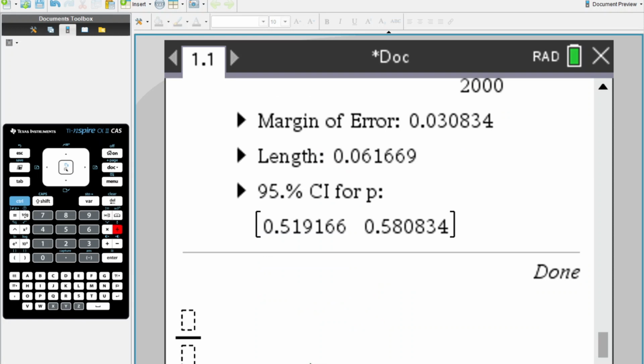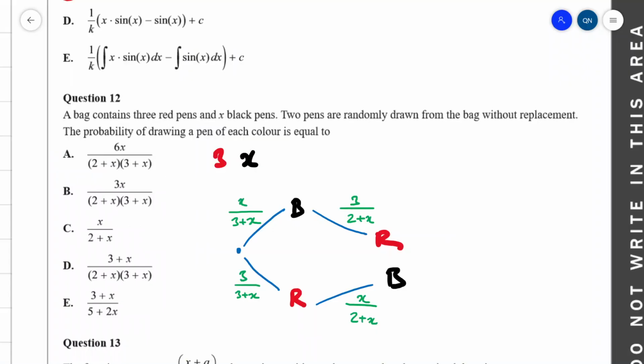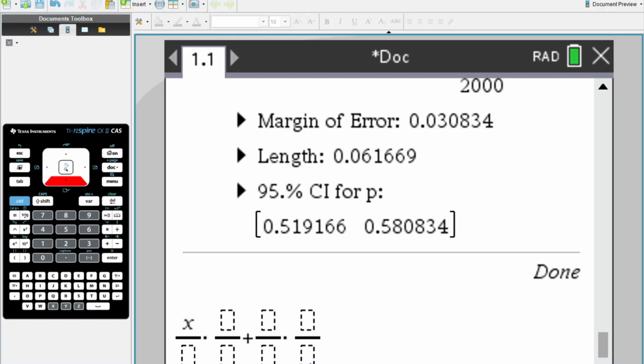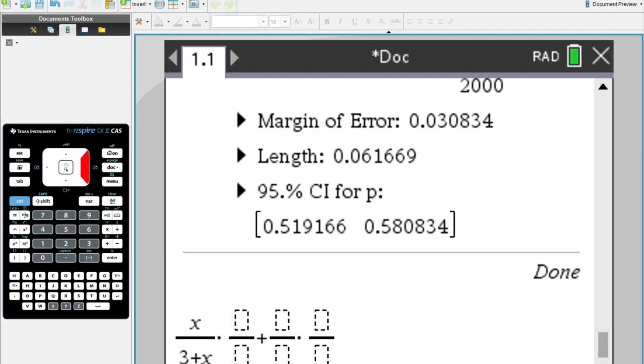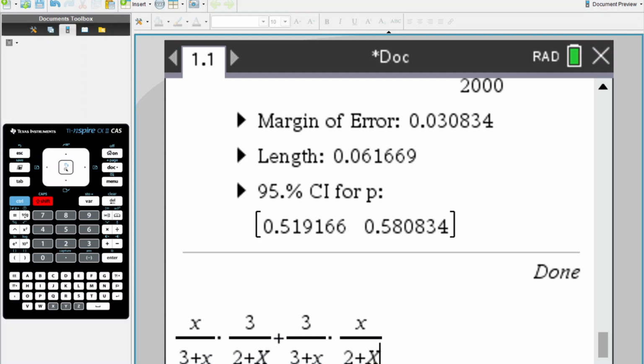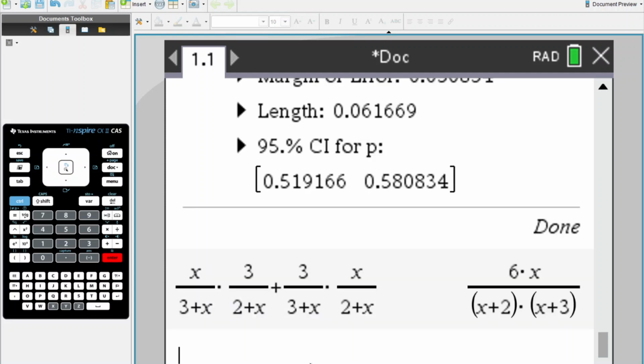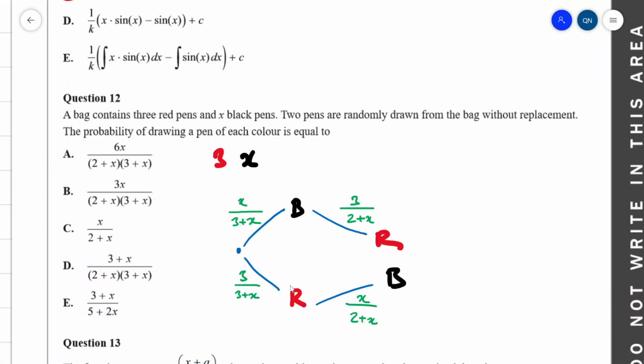So just multiply across, then add together. We have fraction times fraction, and then plus fraction times fraction. Let's fill in the blanks. We have x over 3 plus x, and then 3 over 2 plus x. I should really make a CAS program for this because this is quite tedious actually. Then 3 over 3 plus x, times x over 2 plus x. Okay, and that gives us 6x over (x plus 2)(x plus 3). Looking at the answers, it's going to be exactly A.